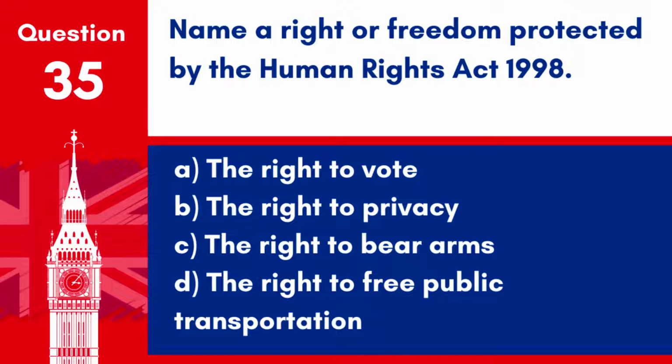Question 35. Name a right or freedom protected by the Human Rights Act 1998. A. The right to vote. B. The right to privacy. C. The right to bear arms. D. The right to free public transportation. Answer. B. The right to privacy.